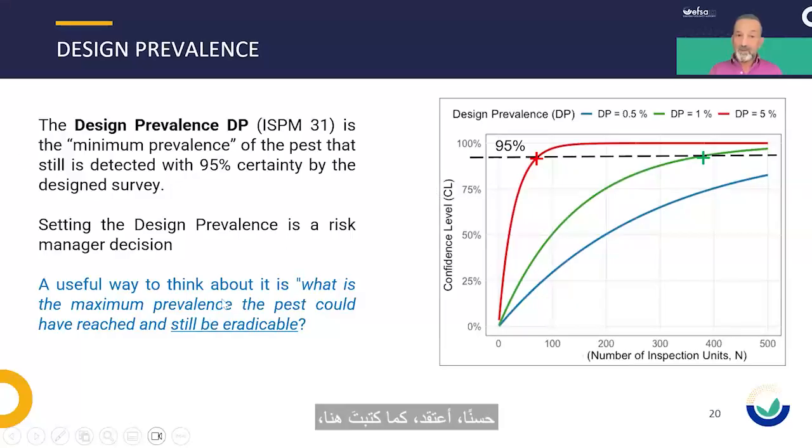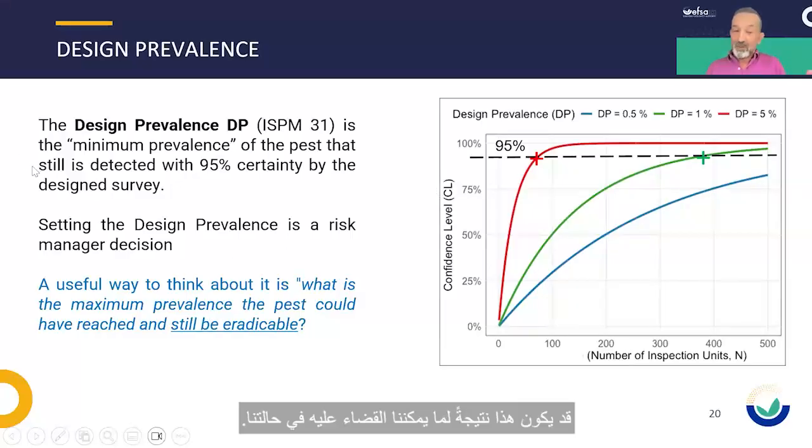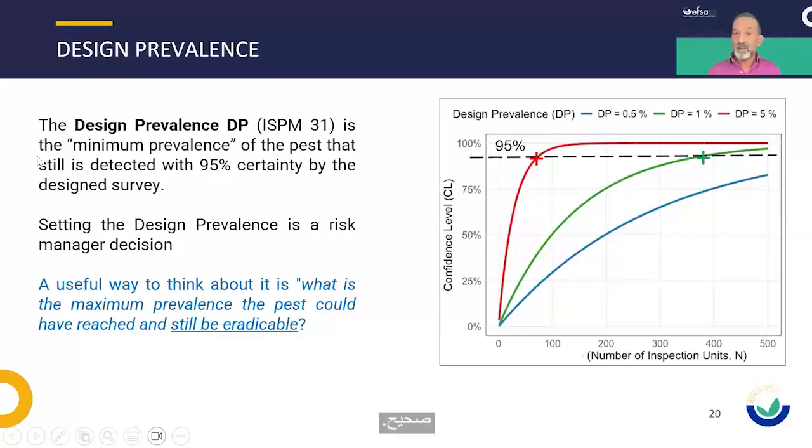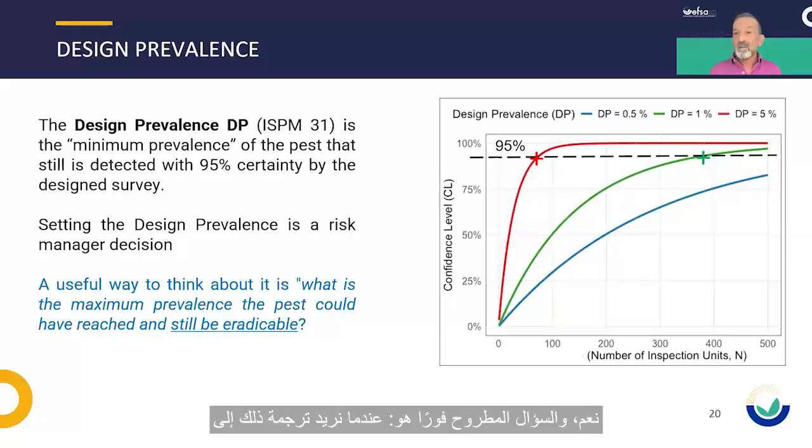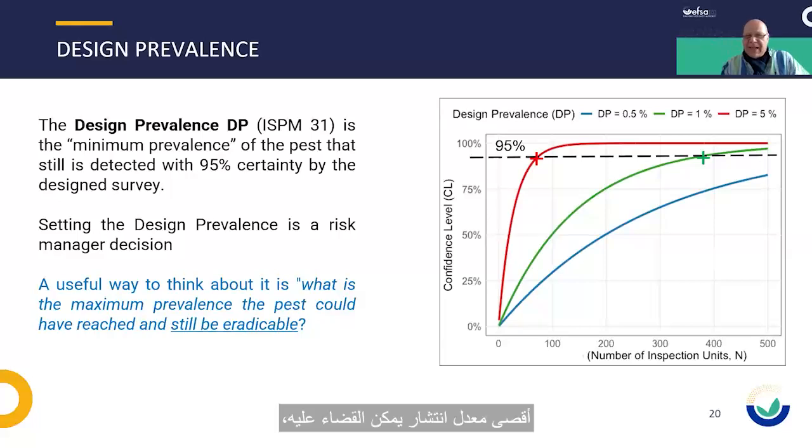Well, I think as you have written here, this could be a function of what we can still eradicate in our case, right? Yes, it would be a nice way of thinking of this prevalence. And the question immediately is, when we want to translate it into the maximum prevalence that can still be eradicated, that we then can use as design prevalence, is it actually possible to eradicate the Bactrocera zonata?